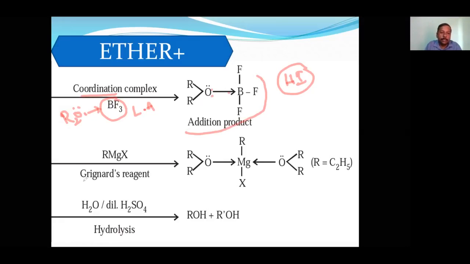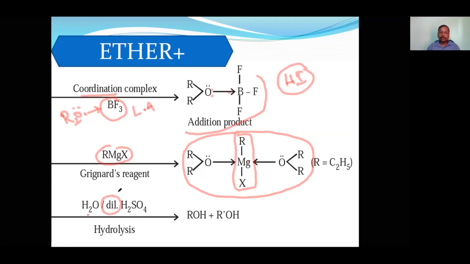Okay. Next, Grignard reagent. Very important. A year back, I think, it was there in the KVPY. So the lone pair will be donated to the magnesium in RMgX. This is our Grignard reagent. In the Grignard reagent, magnesium will be the acceptor, and the donor atom will be the lone pair from the oxygen.